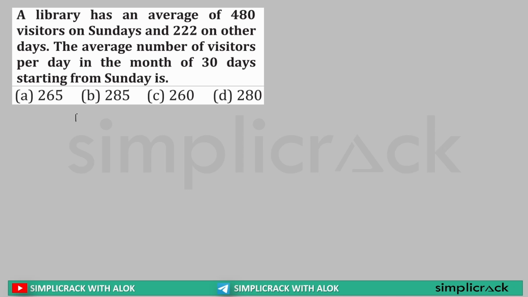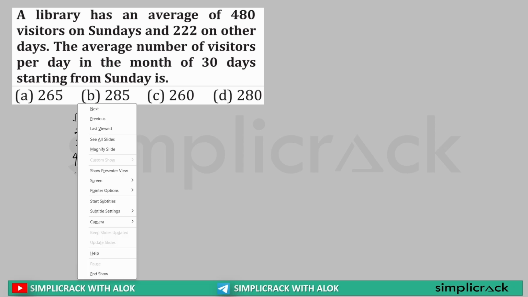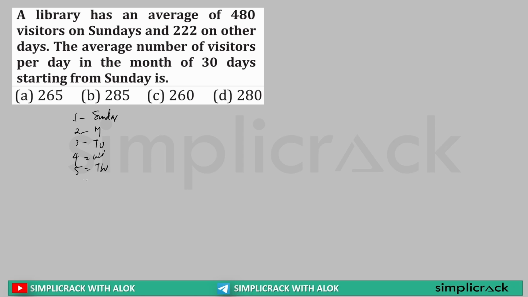If a month is starting from Sunday, that means the first day is Sunday, second Monday, third Tuesday, fourth Wednesday, fifth Thursday, sixth Friday, and seventh what? Saturday. Then again the next week 8, 9, 10, 11, 12, 13, 14, then again 15, 16, 17, 18, 19, 20, 21, then again 22, 23, 24, 25, 26, 27, 28, 29 and 30. So this is how the whole week will be repeated.